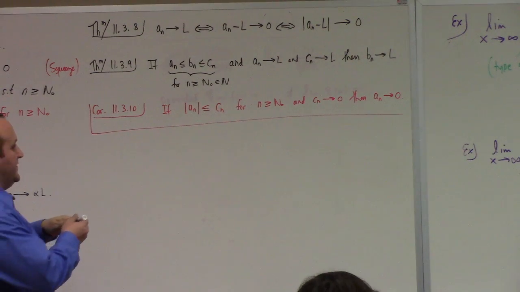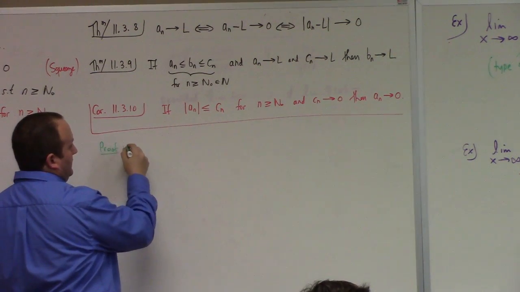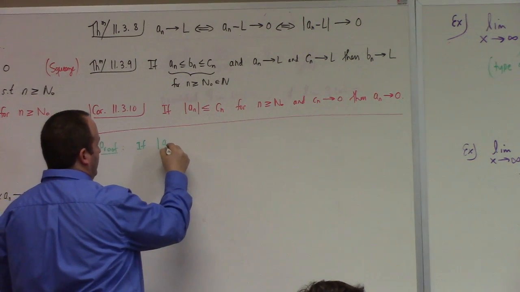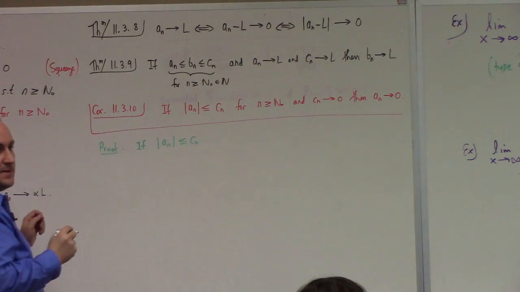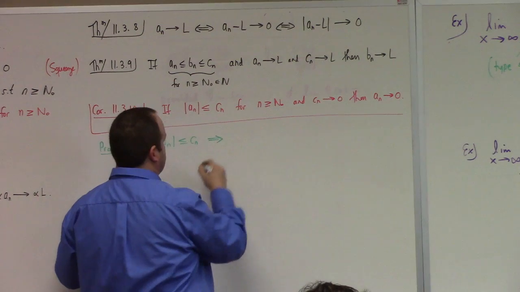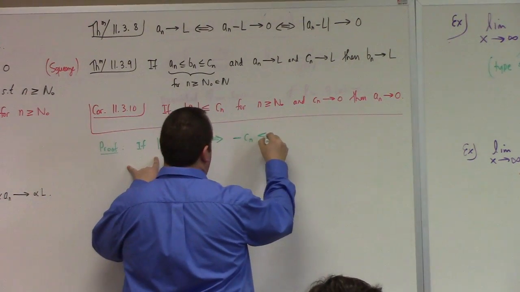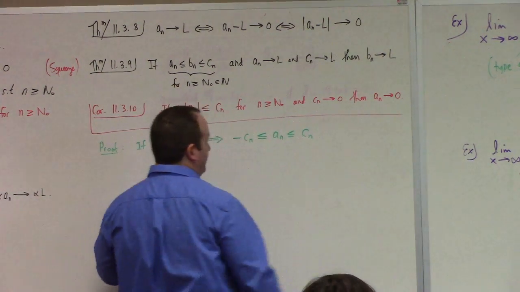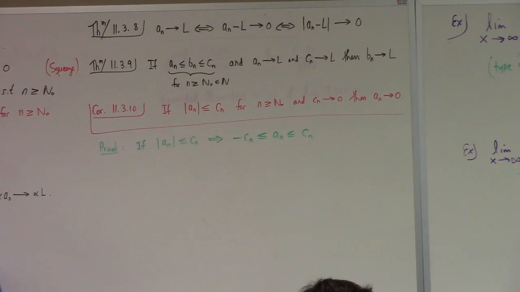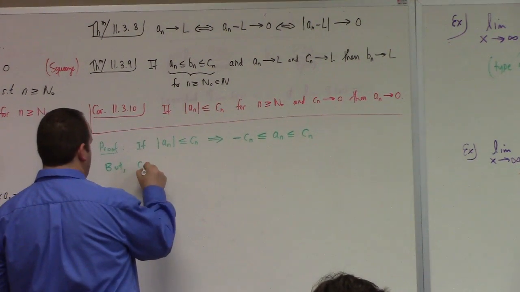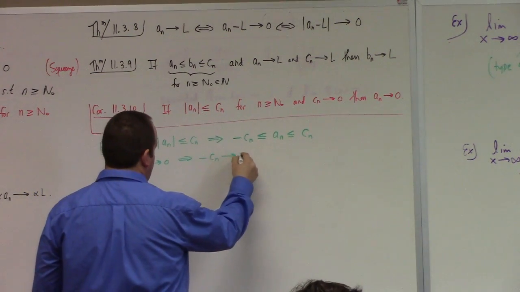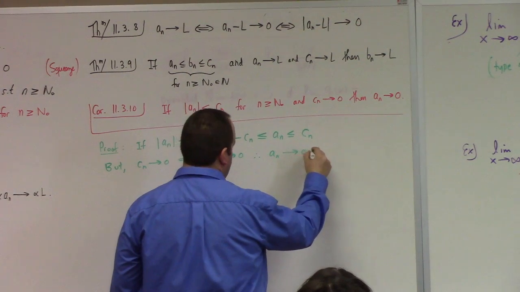So let's see here. This corollary is pretty simple. Here's how the proof of the corollary goes. If you know that the absolute value of a sub n is less than or equal to c sub n, what does that mean? Go back to my fundamental comment. This is how we go between absolute value inequalities and inequalities. To unwrap an absolute value inequality, you go plus or minus the thing, right? So this is interchangeable with minus c sub n less than or equal to a sub n less than or equal to c sub n. But c sub n goes to 0 implies that minus c sub n also goes to 0. Therefore, a sub n goes to 0 by squeeze.